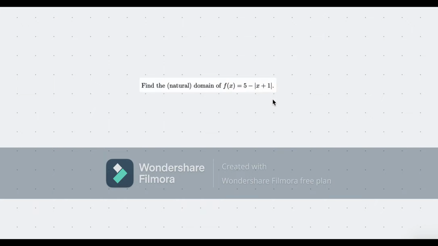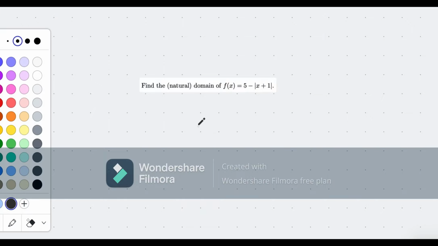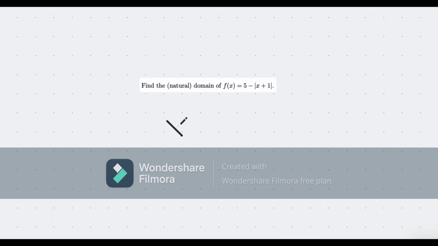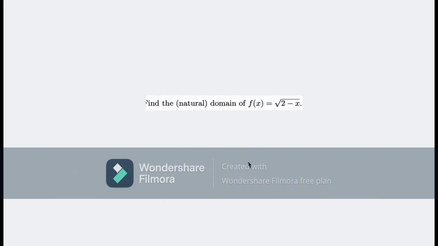Okay, so the natural domain is all real numbers. There are no restrictions to this because you could put anything for x. So x is all real numbers. The interval for this would be from negative infinity to positive infinity. No restrictions. Find the natural domain of f of x equals root of 2 minus x.